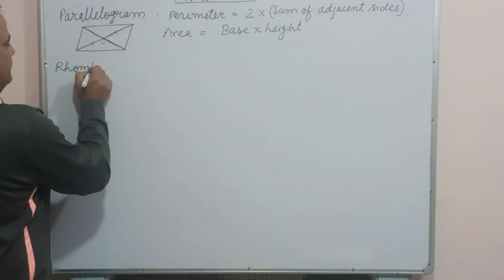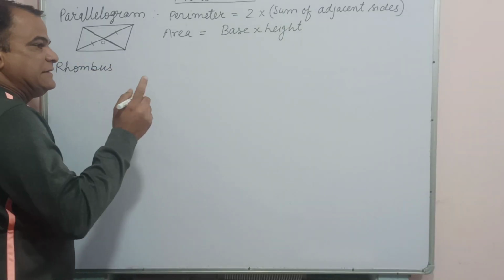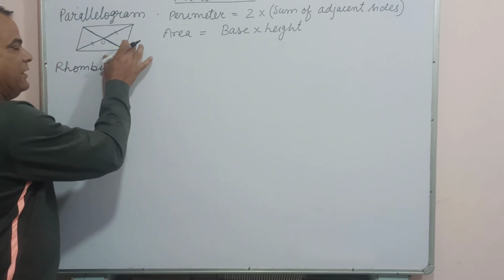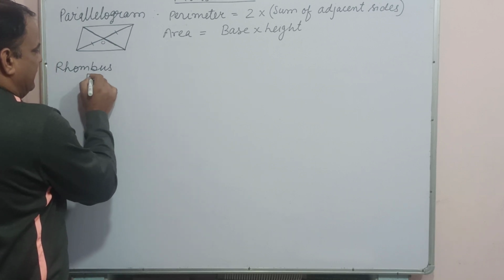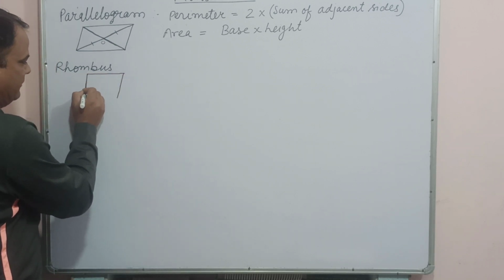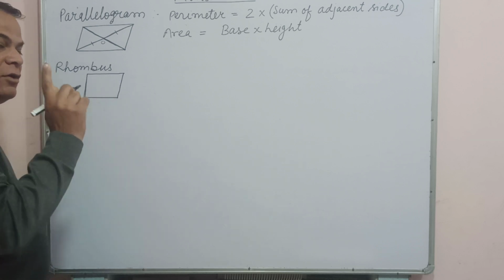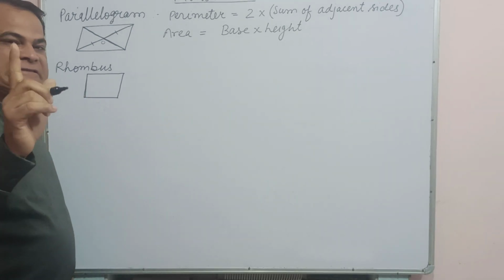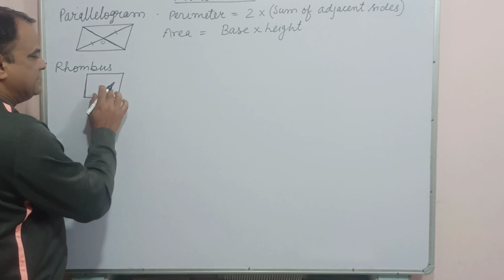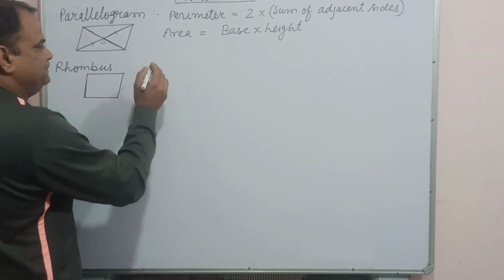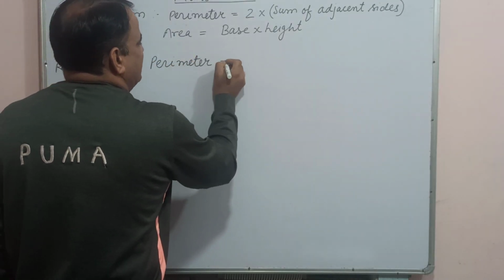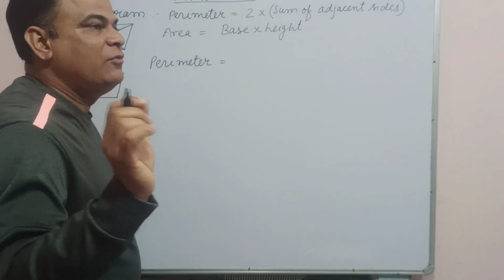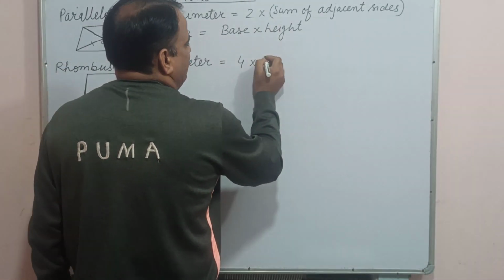Now, rhombus. Just like a rectangle there is a parallelogram figure, and similarly, just like a square, there is the figure rhombus. All sides are equal in a rhombus, just like in a square, but the angles are not of 90 degrees. So the perimeter of a rhombus is just like the perimeter of a square, that is 4 into side.